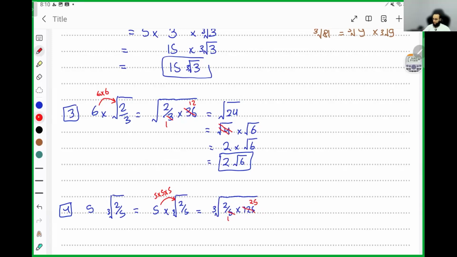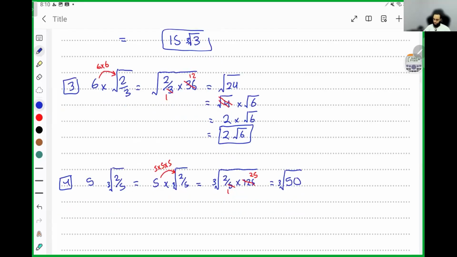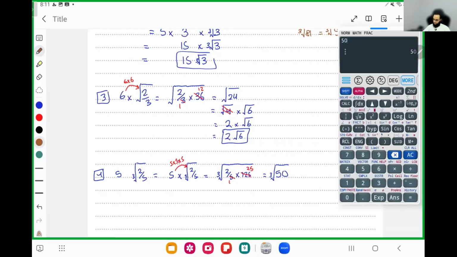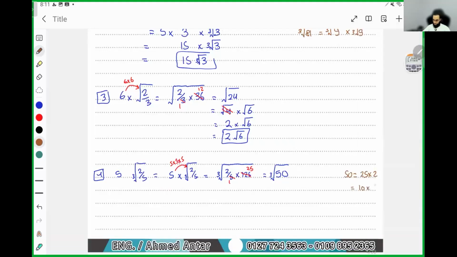25 times 2, 50. If there is any other simplifying, let's check. 50 equals 25 times 2. It works with the cubic root. Cubic root 25 has a value? No. Cubic root 2 has a value? No. So can we get it from any other multiplication? Divided by 3, no. Divided by 4, no. Divided by 5, yes, 5 by 10.